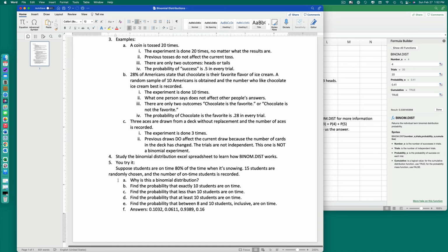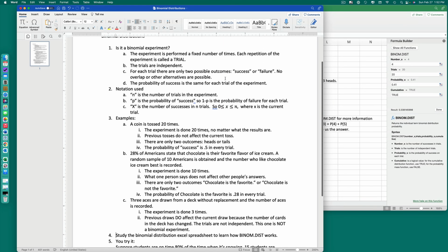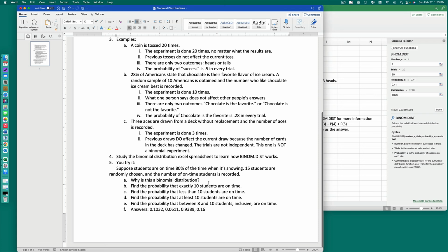So first off, you're going to go through these criteria in part 1 up here and see, do they fit this situation? And in this case, we're on time. Early is on time, right? You will be there on time if you're early, so that counts as on time. And then you're going to find these probabilities, and the answers are here so you can check your work.